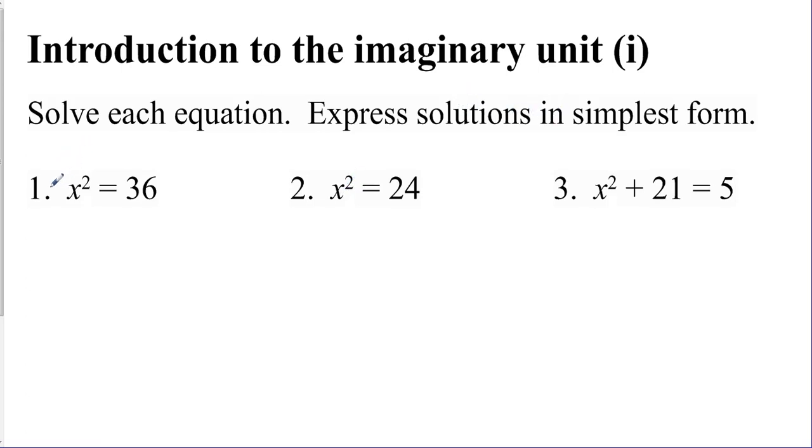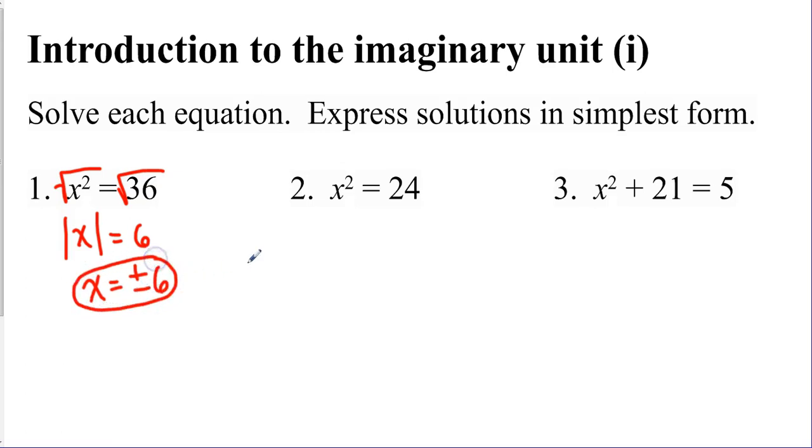So we'll start out with this one. We said when you have an x squared, you can solve it by square roots. When you square root both sides, you get the absolute value of x, right? And of course, the square root of 36 is rational, so we just write a 6. And that leaves us with x is equal to positive or negative 6. We get two roots, right?